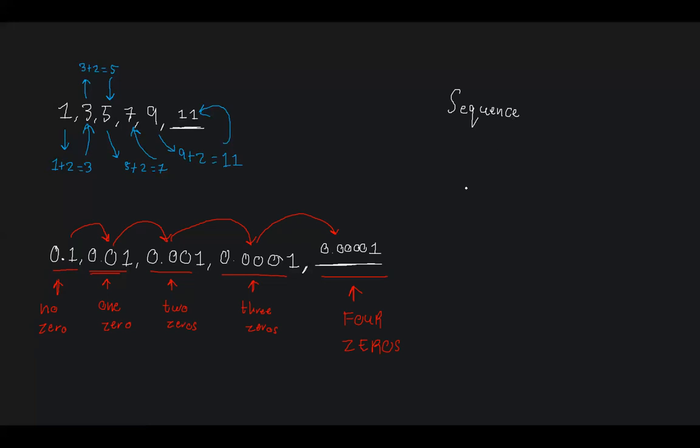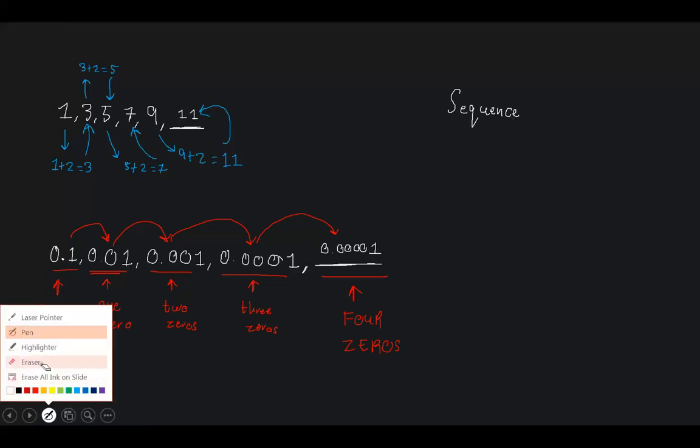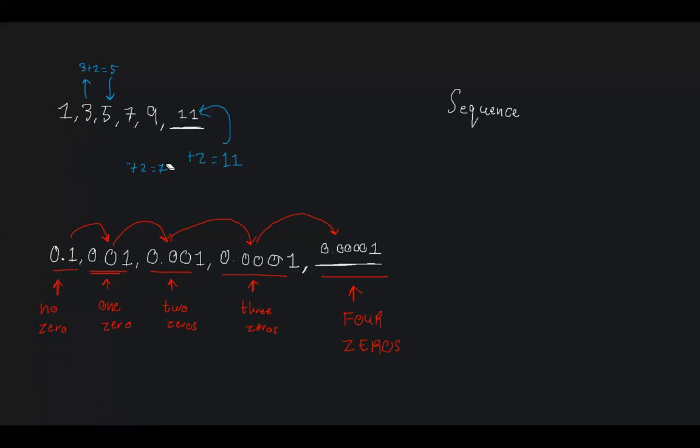All right. But what if I ask you to get the sum of all of the numbers in a sequence? For instance, we have 1, 3, 5, 7, 9, 11. What if I ask you to get the sum of the numbers here? So we have 1 plus 3 plus 5 plus 7 plus 9 plus 11. So the sum here is 36.